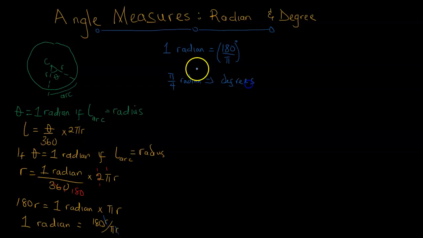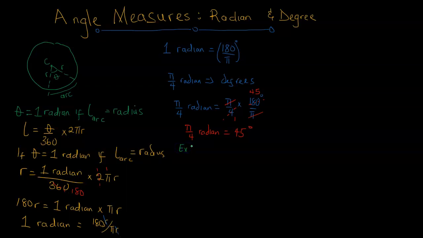What we are just going to do is multiply both sides by pi over 4. So 1 times pi over 4 is going to give pi over 4 radian, and also multiply the right by pi over 4. So this is going to be pi over 4 times 180 degrees over pi. Pi can cancel pi. 4 in 4 is 1, 4 in 180 is 45. So we can see that pi over 4 radian is equal to 45 degrees.